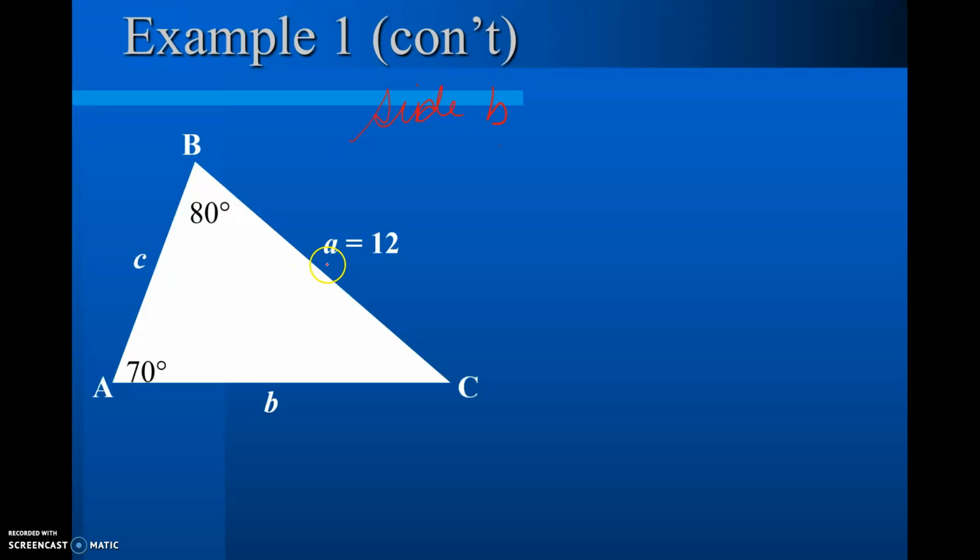So we know law of sines says the side 12 over the sine of its opposite angle, sine 70, equals, we're looking for b, so b over the sine of its opposite angle, sine 80. Now we know with proportions that we can cross multiply. So you get 12 sine 80 equals b sine 70. Divide by sine 70.